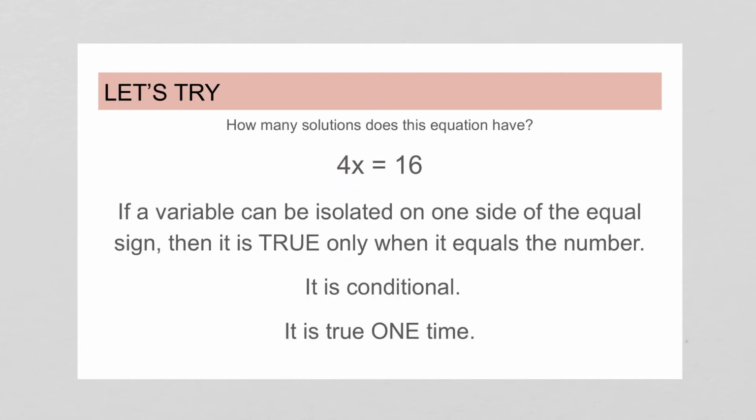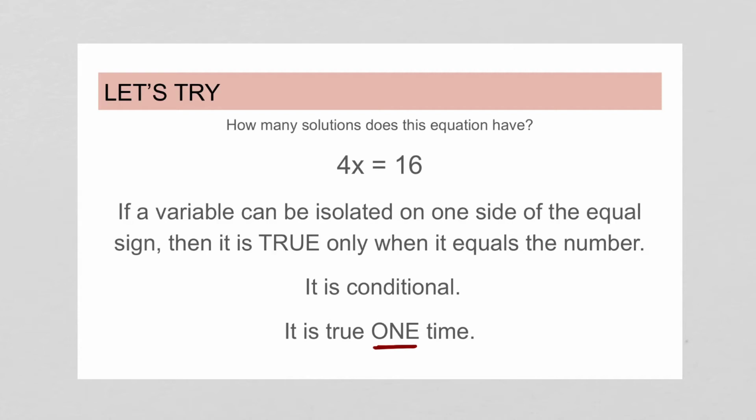So let's write this down, make sure we get this in our notes. If a variable can be isolated on one side of the equal sign, then it's true only when it equals that number. So if x is 7, it's not true. But if x is 4, it's true. That's its condition. It is conditional. On the condition that x equals 4, this statement will be true. So it is true one time. It has one solution, x equals 4. Okay, well, that was easy. That's kind of what we expected, right?